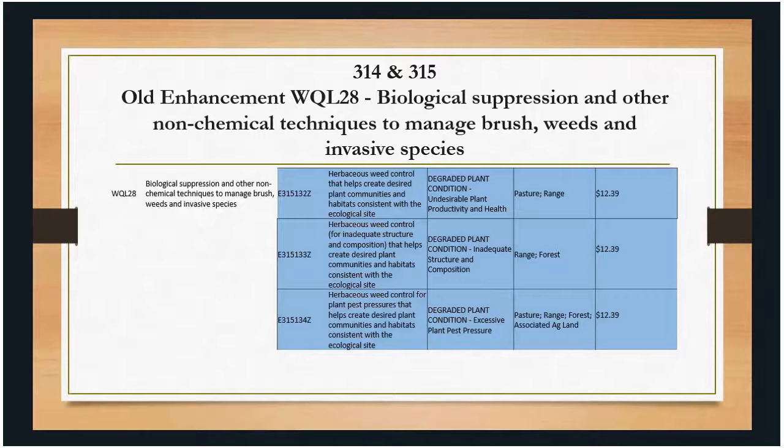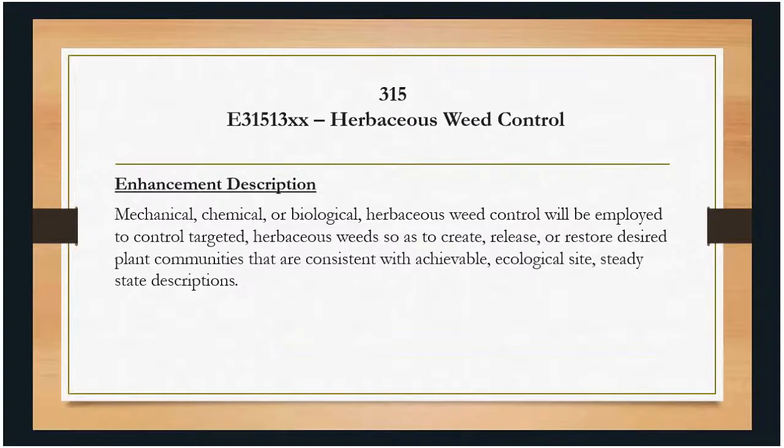And the resource concern that they're targeted towards is different. The first one is targeted towards plant productivity and health. The second one is inadequate structure and composition, and the last one is excessive plant pest pressure, which is the one you'd think that this practice is pretty much always targeted towards. All three of these pay $12.39 an acre.